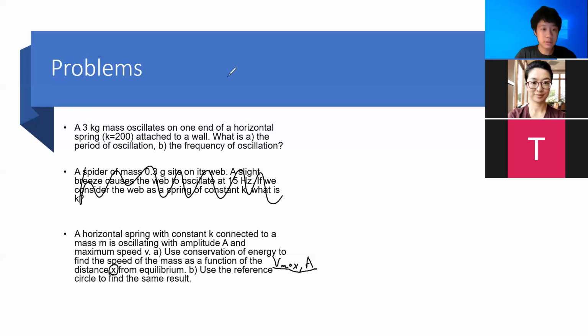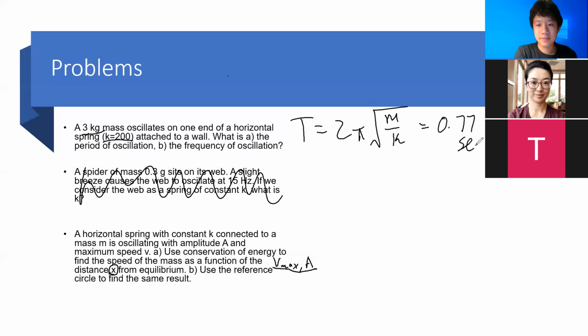All right. So for the first one, we're just going to use T equals 2 pi times the square root of m over k. You just need to plug in values. So m is 3, k is 200. So you should get around 0.77 seconds. And frequency is just the reciprocal of the period. So you can just do 1 over whatever this is. So that's like 1.29, 1.3. Should be 1.3. Remember, the units we use for frequency are hertz.